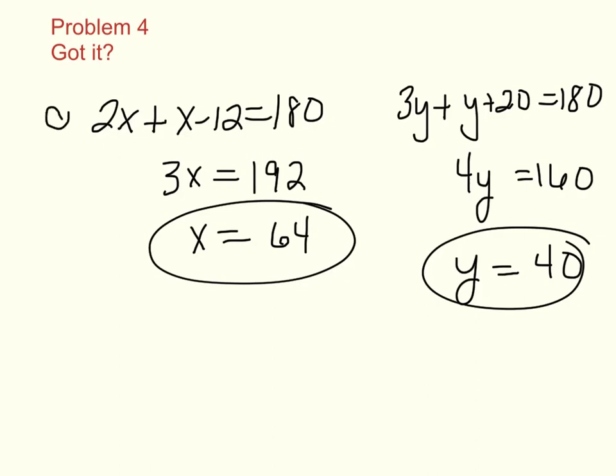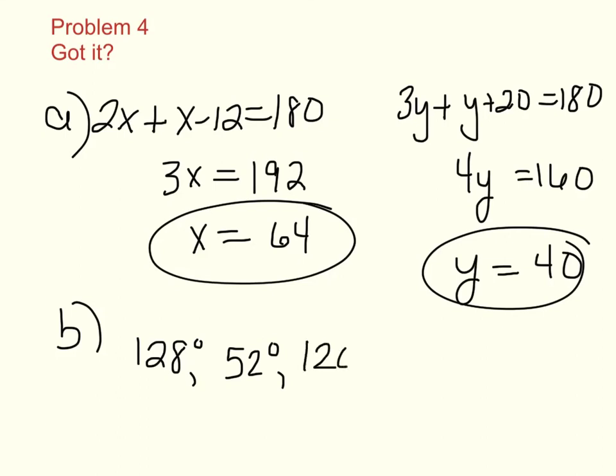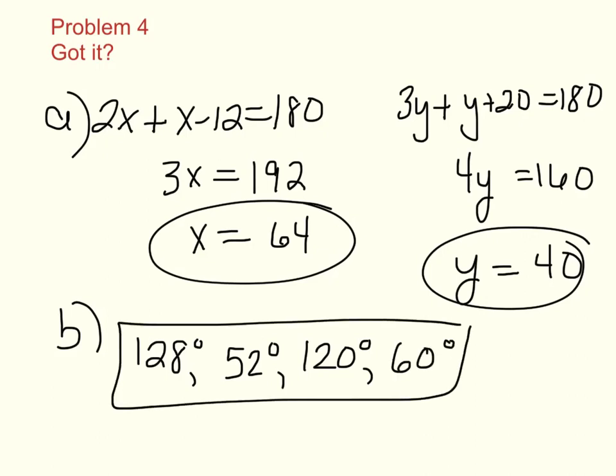So then part B asks, what are the measures of the four angles? Well, 2x, we can say 2 times 64, that gives me 128. We could take 64 minus 12, which gives me 52. Plug in 40 for y, 3 times 40 is 120. And then 40 plus 20, that gives me 60. You could check all of them to make sure they add up to 360, which they do. And so your answer is 128 degrees, 52 degrees, 120 degrees, and 60 degrees.